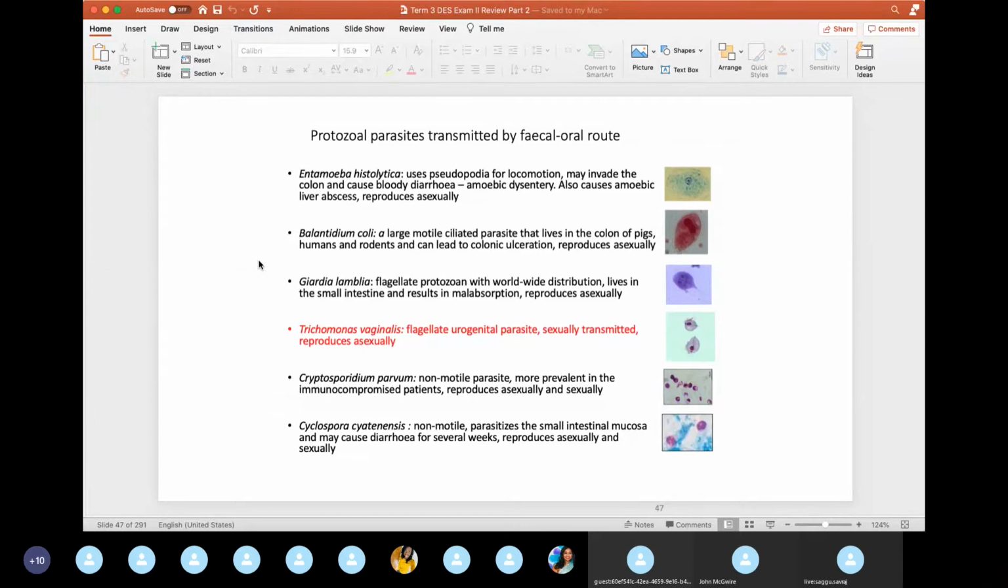Cryptosporidium parvum: non-motile, more common in immunocompromised patients. Both life cycles, sexual and asexual. Cyclospora cayetanensis: non-motile, diarrhea, both asexual and sexual. So you might ask me, how can I differentiate Cryptosporidium parvum from Cyclospora cayetanensis? Well, if the vignette says immunocompromised, then it is Cryptosporidium parvum. And look at the image. They're different in their images. Okay?